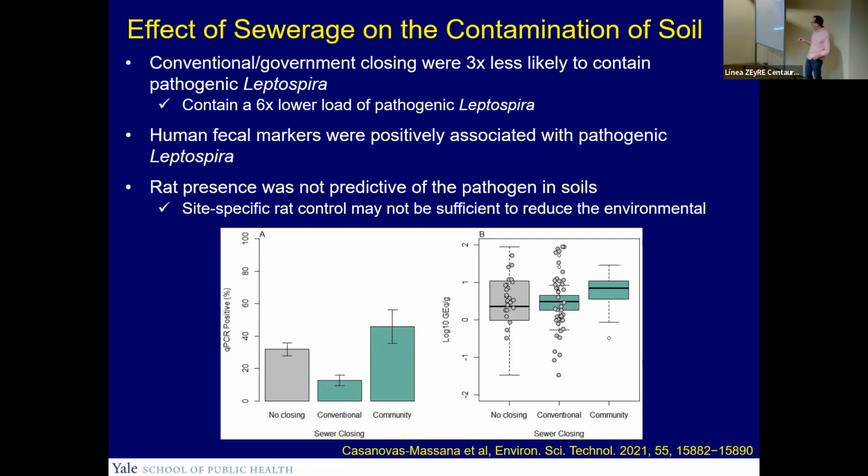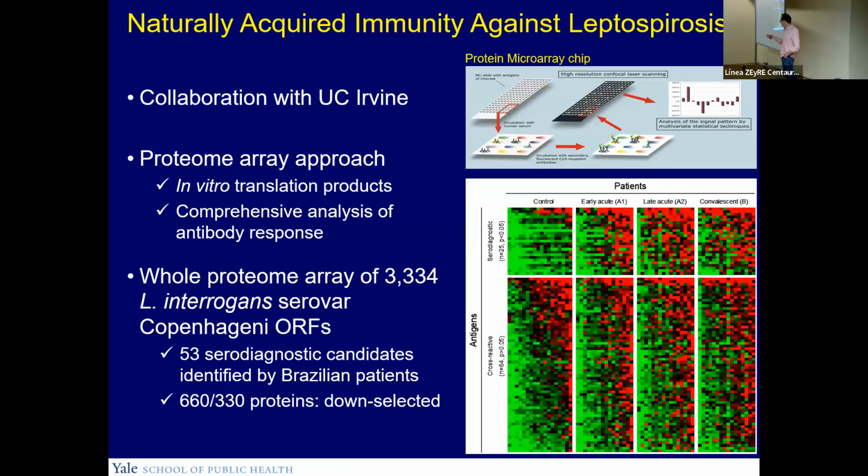So now the group there is trying to continue their studies and actually see if eventually closing the sewer in the conventional community led to reduced infection in humans itself. Right? This is just reduction of the pathogen in the environment, but that would lead to reduction of infection as well.